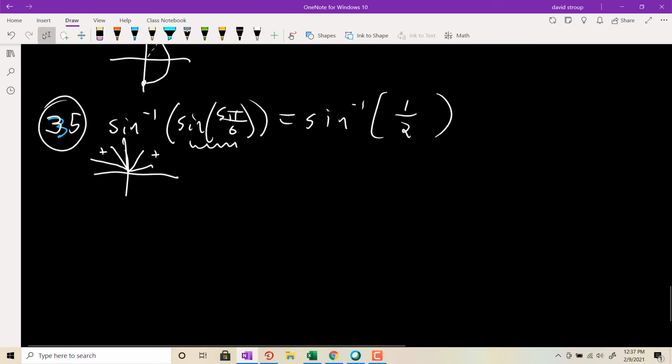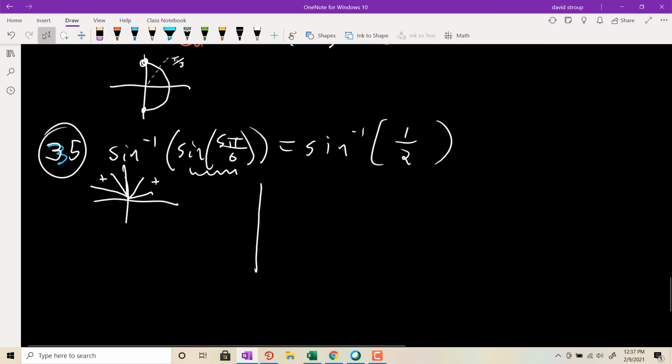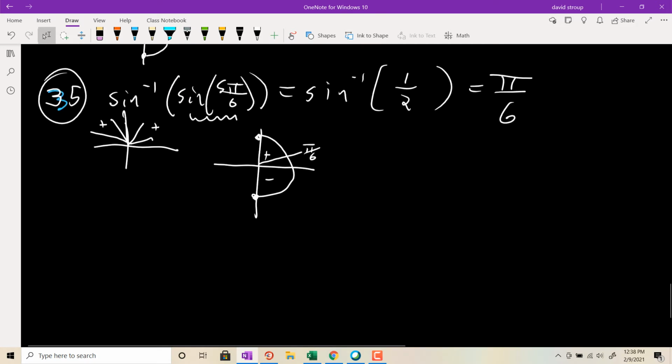Okay. Now I need to go into sine inverse's range. I'm going to be in that first quadrant, so I need the angle such that if I take sine of that angle, it equals 1/2. So that angle will be pi over 6. And so my answer is actually not 5 pi over 6, but pi over 6. Okay, so you've got to be careful. It's not like these totally cancel out. There's some weirdness because of the way we've defined the domain.